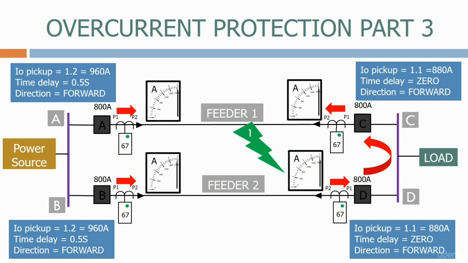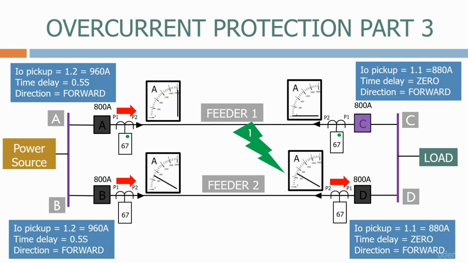Let's now see how all the relays react. All 4 relays saw an increase in current and therefore picked up. A and B will see current in the forward direction. End C will also see current in the forward direction due to the backfeed from feeder 2. End D will see current in the reverse direction.